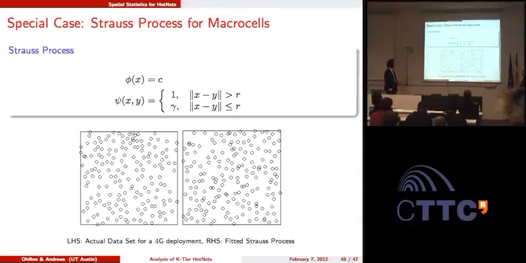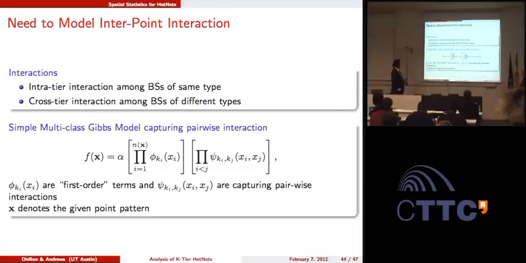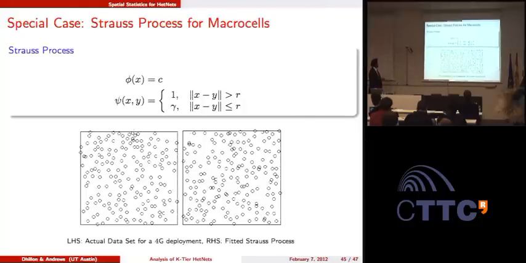So a simple pairwise model, I would say, is this. Just keep this phi and psi in mind. If you consider phi to be a constant and psi to be this really simple function, what it does is that you take 2 points. If the distance between those 2 points is greater than some r, you say that this function is equal to 1. And if it is less than or equal to r, you say that it is equal to, say, gamma. Now, if you take gamma equal to 0, what you are saying is that 2 points cannot come closer than r. If you take gamma equal to 1, you are going towards a Poisson process. So this is a very nice parameterization, and we call it the Strauss process.